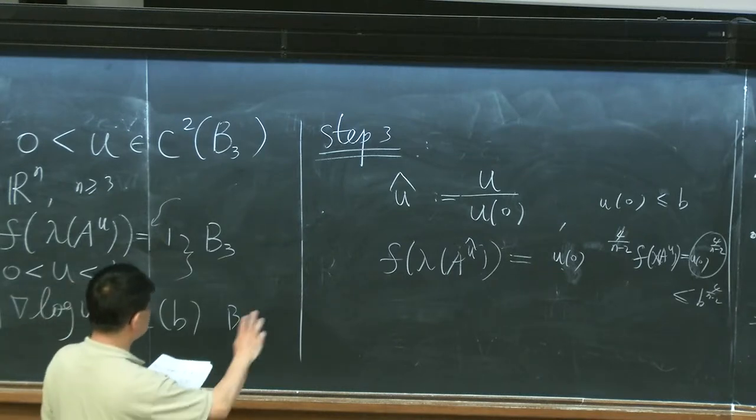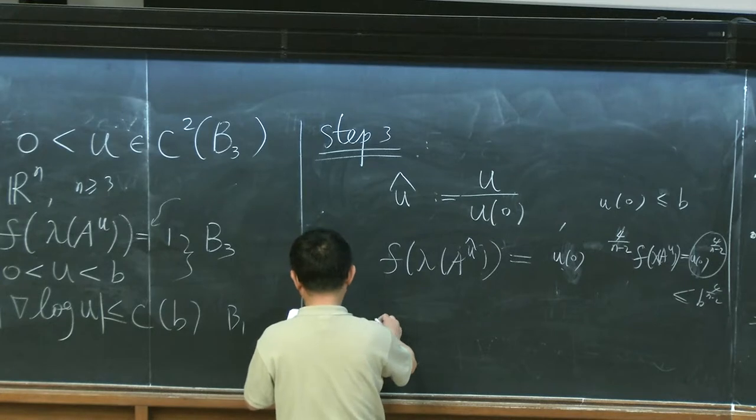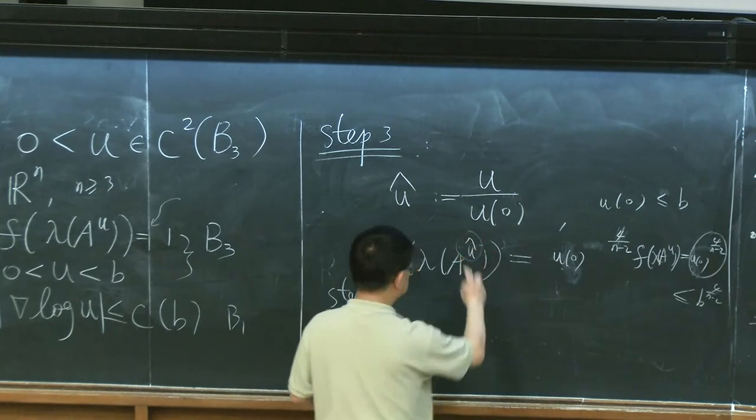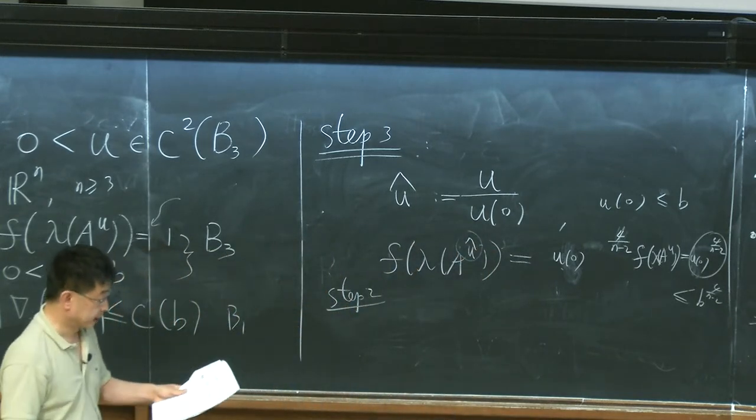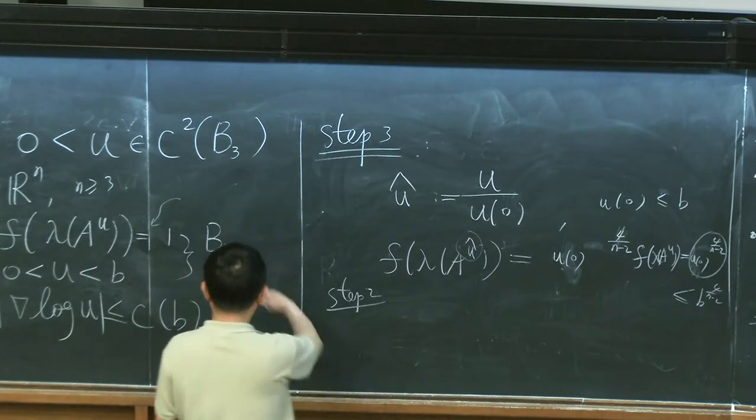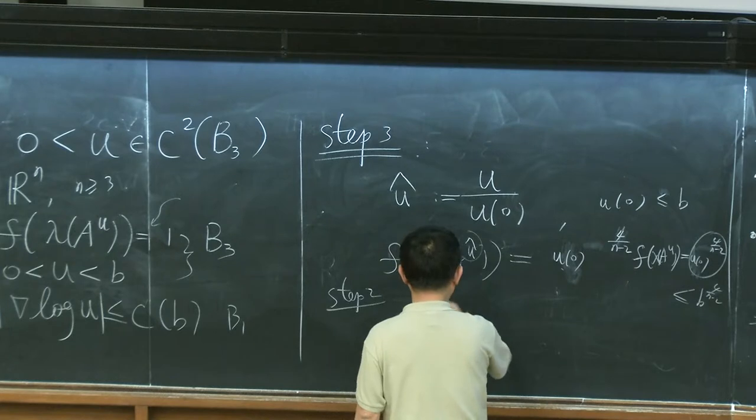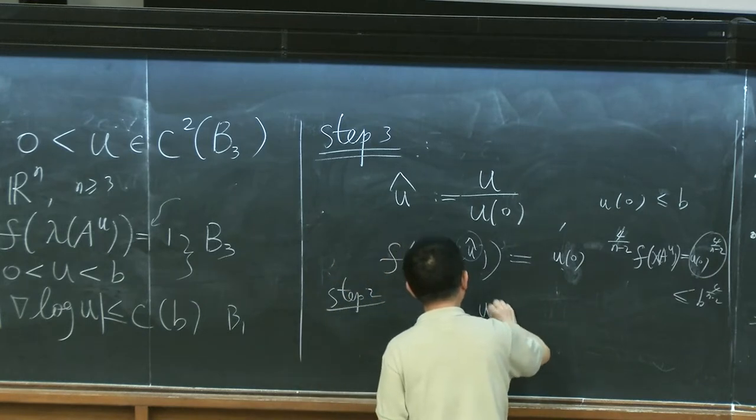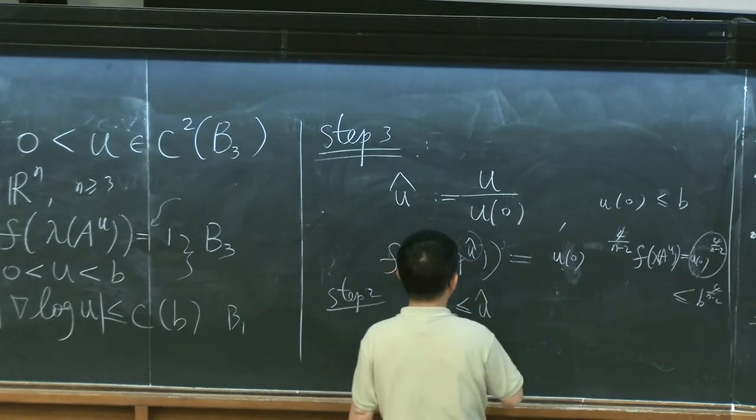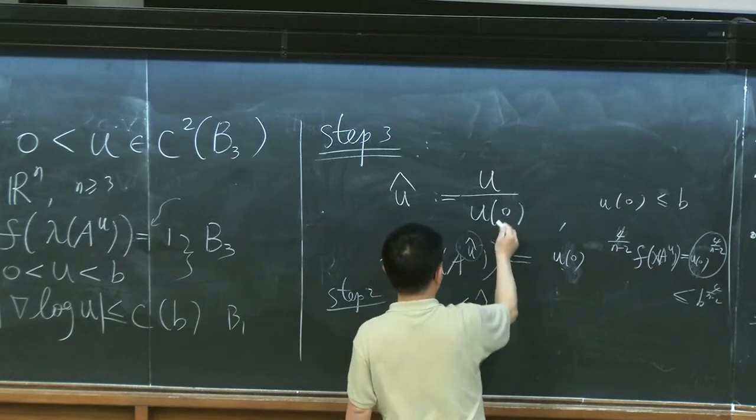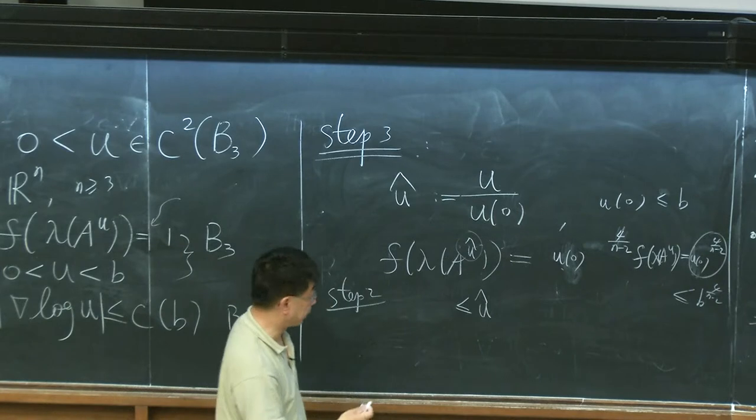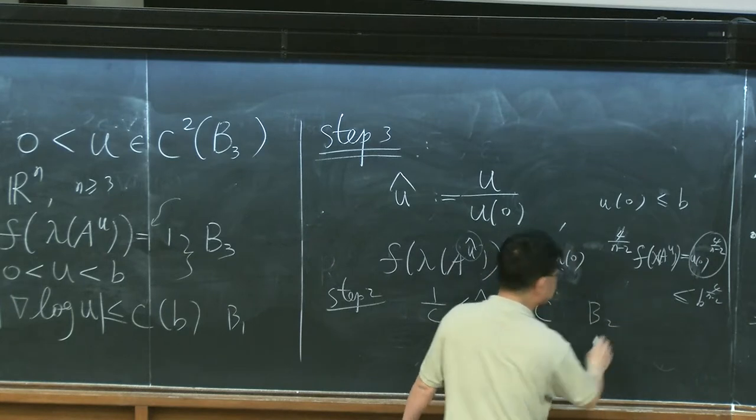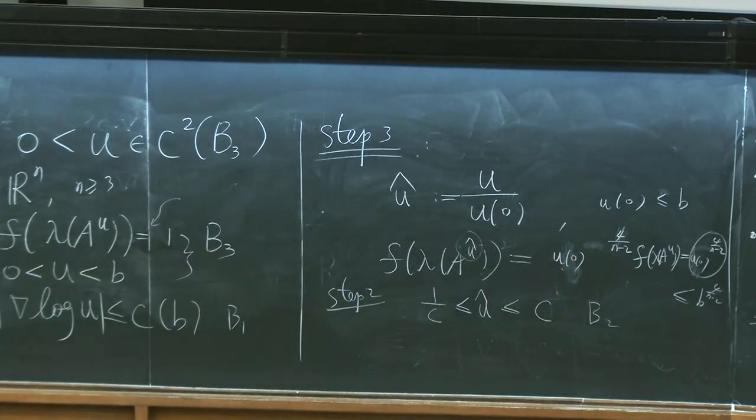But when it has an upper bound, we know Hölder control. So by step two, this Hölder norm is under control in B2. So this will give Hölder control in B2, which certainly implies Harnack. So û will therefore be bounded above by some constant. Because it has Harnack, we divide by one point, so it's less than something and bigger than something else in B2. This is what step two gives.